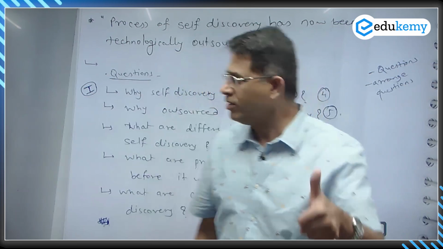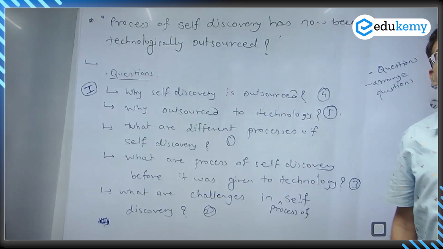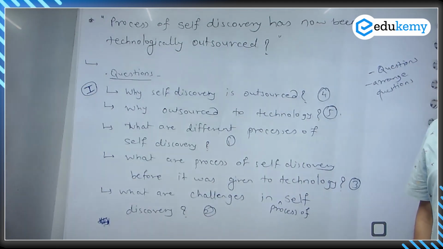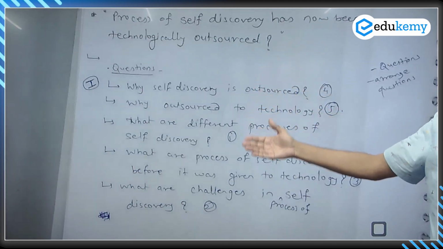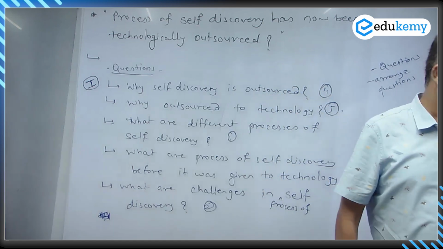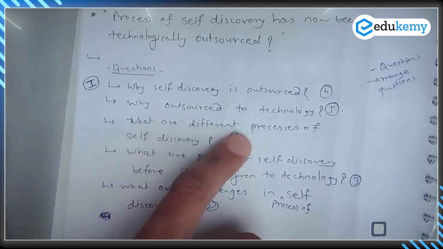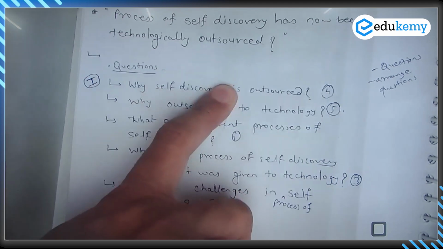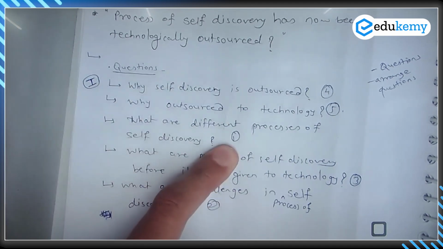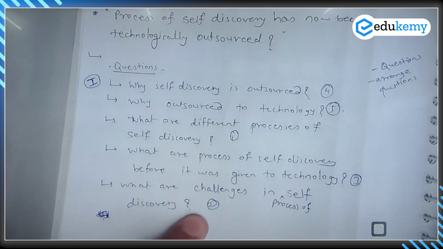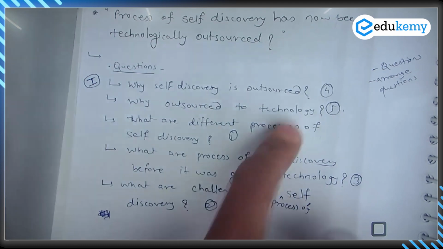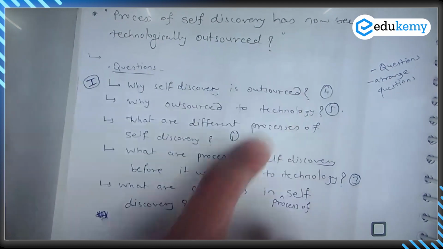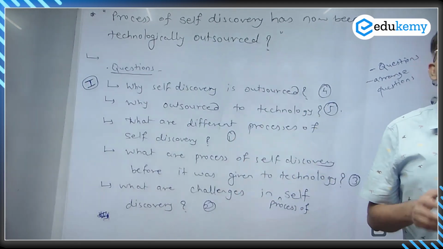So one, I found the questions are not all relevant to the essay. Second, I found the questions are not sequentially arranged. You said, what are different processes of self-discovery as one? I'll say no. The first should have been why self-discovery. Then you will say what are the methods. Then you will talk about what are the challenges. Then you should go about why outsource. Somewhere is a miss. And third, none of them are insightful.